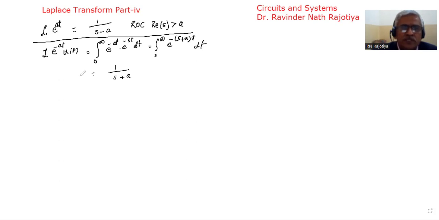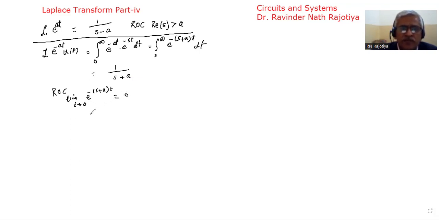So this is the Laplace transform of u of t, the Laplace transform of e power of minus at. So the ROC in this case is nothing but, when you solve this, e power of minus (s plus a)t with the limit t tending to infinity should be equal to 0. And when is it possible?